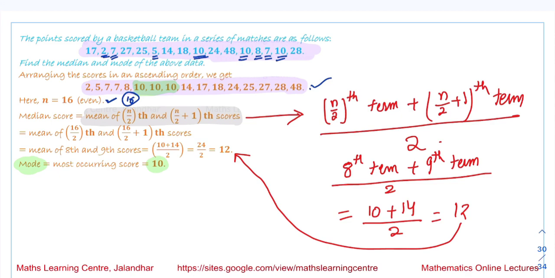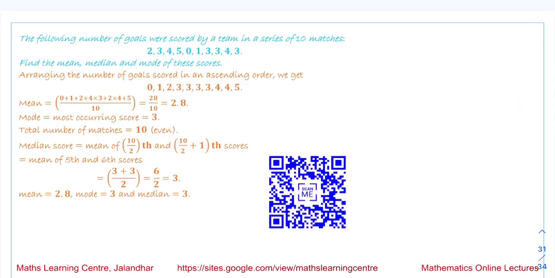Next is the following: the number of goals scored by a team in a series of 10 matches. Find the mean, median and mode of these scores. To calculate the mean, we have to add all these values and divide by the number of matches, that is 10. It is important to note that in one of the matches the score is 0, but the number of matches is 10, so we cannot ignore this number.